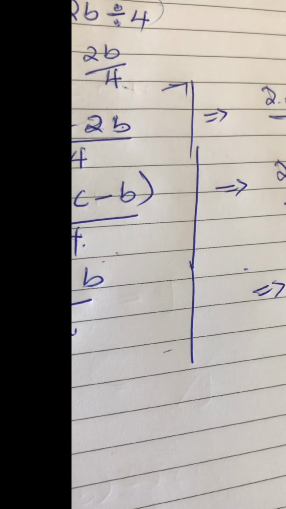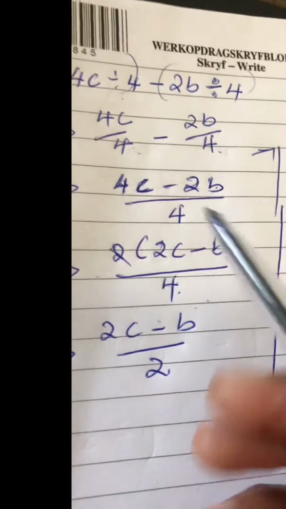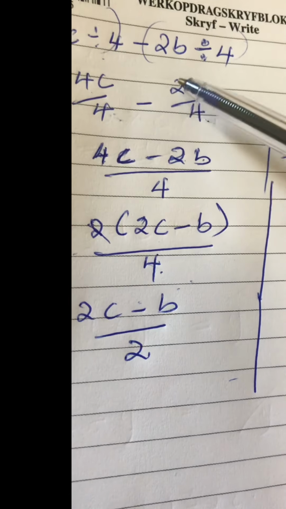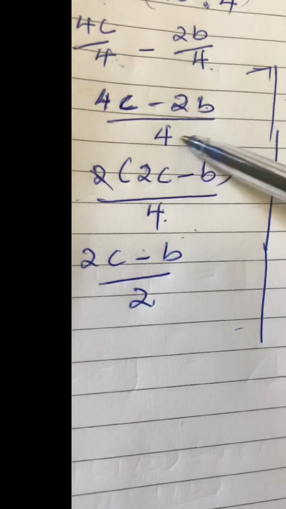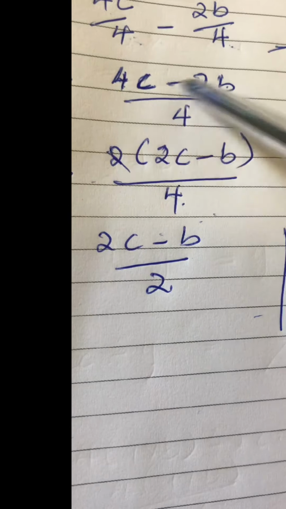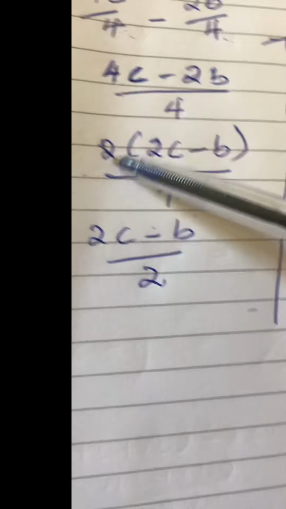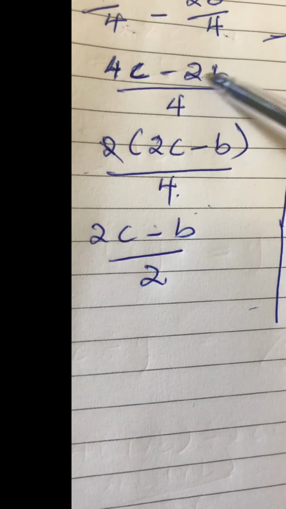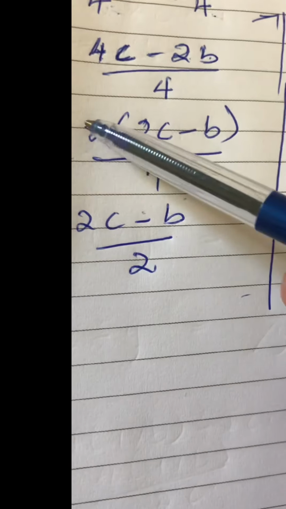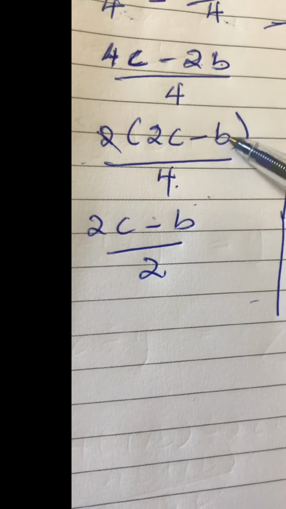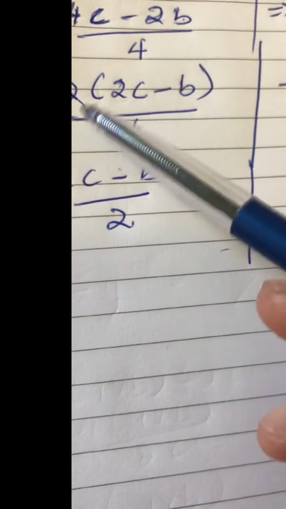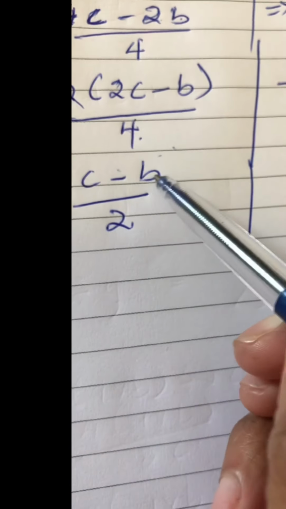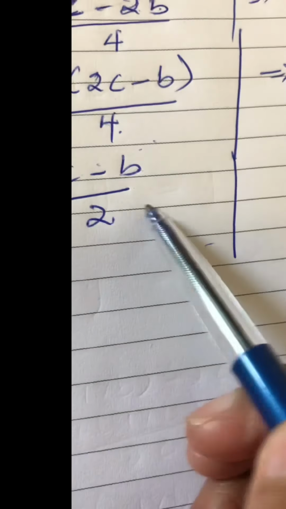So if you are quick in understanding mathematics, you can just quickly use this step. First you find the denominator, and then you say 4c minus 2b all over 4, and then you remove the common factor, which is going to be 2 into 2c minus b, because when you remove this common factor you are only left with b. Therefore you have 2 into 2c minus b all over 4, and then you divide these two, you are left with 2c minus b all over 2.